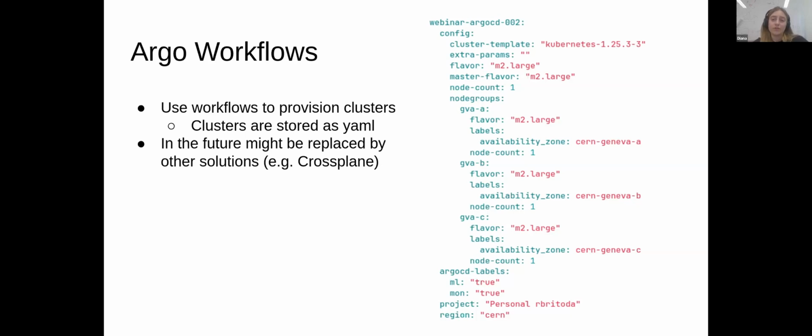What we store as code is the cluster template, the flavor, the node groups, the regions, the zones, everything. As a result, we can easily create and recreate clusters when needed. Of course, because Argo Workflows is good for everything that can be defined as a workflow, it's very general, and we might replace it with a more focused solution in the future, like Crossplane.